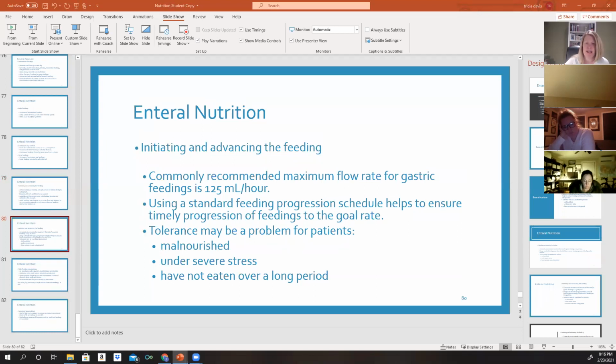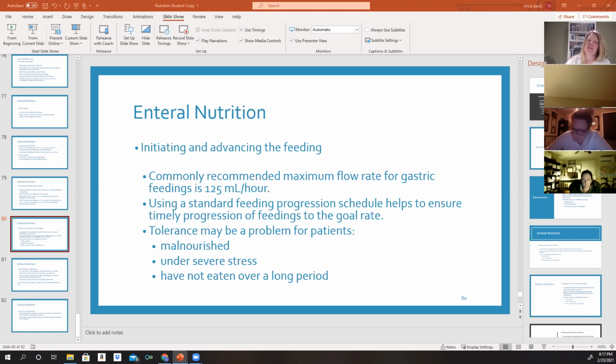Initiating and advancing the feeding. So commonly recommended flow rates for gastric feedings is 125 mLs per hour. Using a standard feeding progression will help to ensure a timely progression of feedings so that you can meet that goal rate. Patients can have an issue with tolerance if they are already malnourished, because their body does not react well to all of a sudden having nutrition, because it's been sustaining with less nutrition.